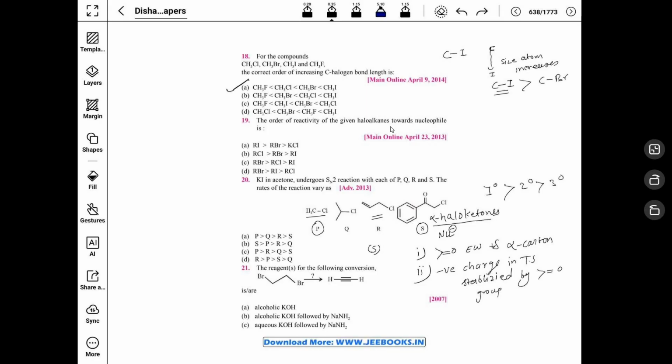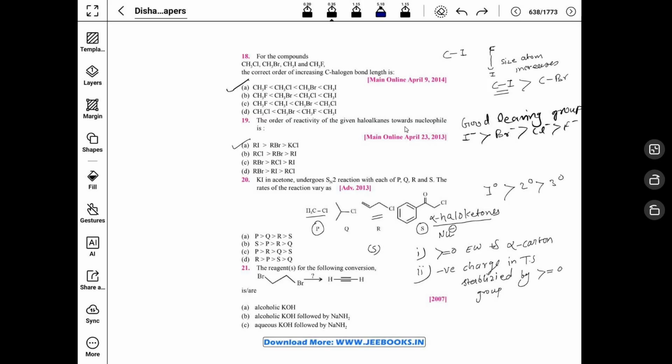Now the order of reactivity of given haloalkanes towards nucleophile. We can explain this in two ways. First, by using the concept of good leaving group. We should know which is the good leaving group. Iodide is a better leaving group than bromide, bromide is better than chloride, and chloride is better than fluoride, because of the big size of the iodide, the negative charge gets dispersed. So the reactivity towards nucleophile will follow this order.